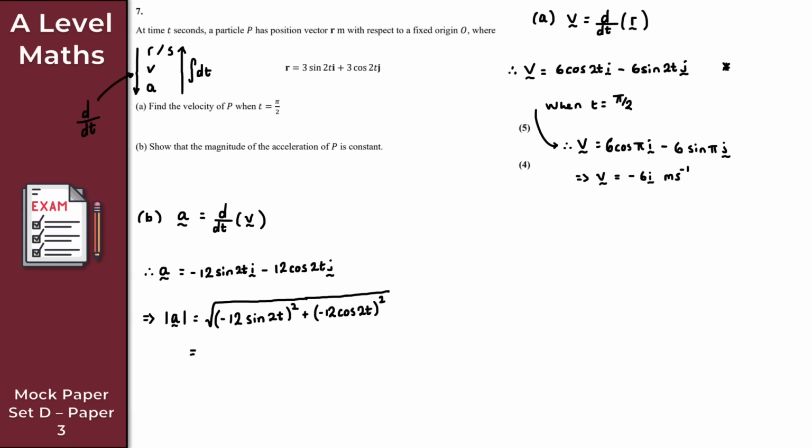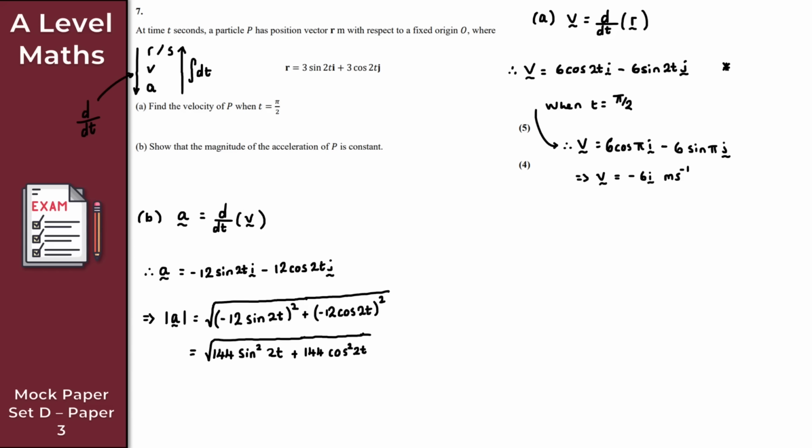These are both negative, so once you square those, they obviously become positive. So I get the square root of 144 sine squared 2t, so that's the first term squared. Doing the same for the second term, we get 144 again. This will now be cos squared, so 144 cos squared 2t.